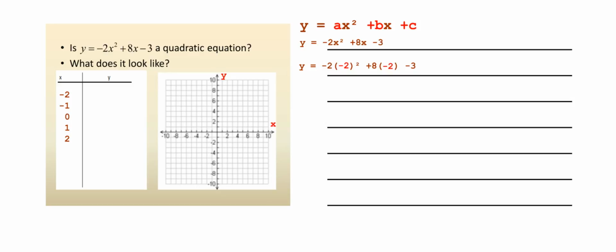Negative 2 times negative 2, well, remember, order of operations means we have to do negative 2 squared first. So let's try this out. Negative 2 times negative 2 gives us positive 4, right? And then 8 times negative 2 is negative 16. Negative 2 times 4 now will give us negative 8. So we now have y equals negative 8 minus 16 minus 3. And now let's add them all together. Negative 8 minus 16 minus 3 will give us a total of negative 27.